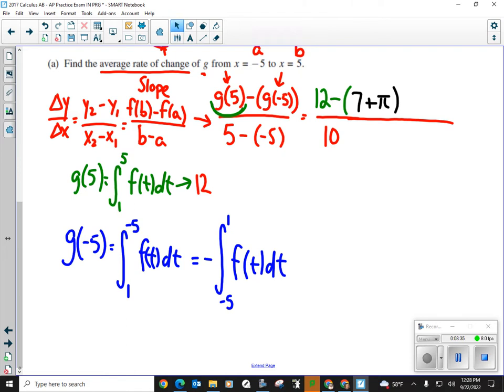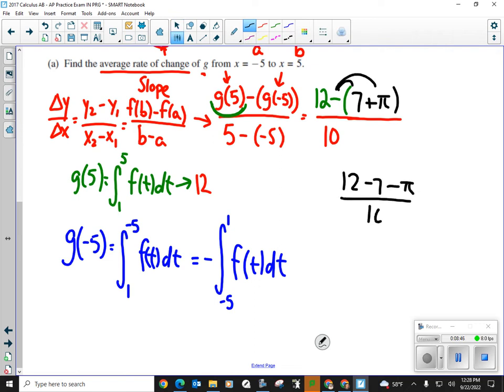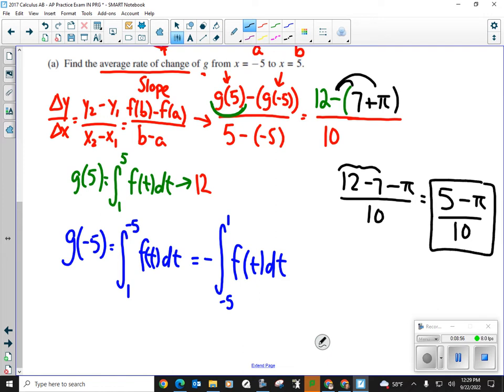All right? So, I mean, that's an okay answer, but you guys are in calculus. Let's distribute that. So I get 12 minus 7 minus pi over 10. I can combine these two and end up with 5 minus pi over 10. There you go. That's the average rate of change of g from -5 to +5. I mean, I could split up that fraction even more, like 5 over 10 minus pi over 10, but then you're going to have 2 fractions, 2 denominators. Take it easy, champ. Save some of that math for later, okay?